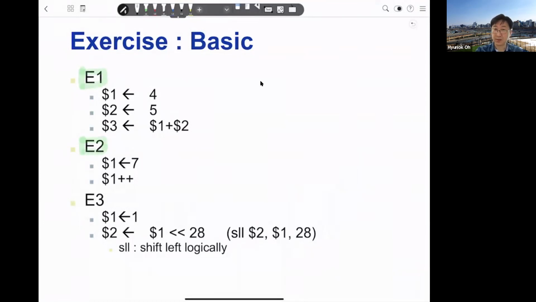What is this meaning? The I, $1 plus plus, that means $1 is $1 plus 1. Okay. So can you do exercise 1 and exercise 2 now? And if you are finishing, then please let me know. You have to write down the answer.